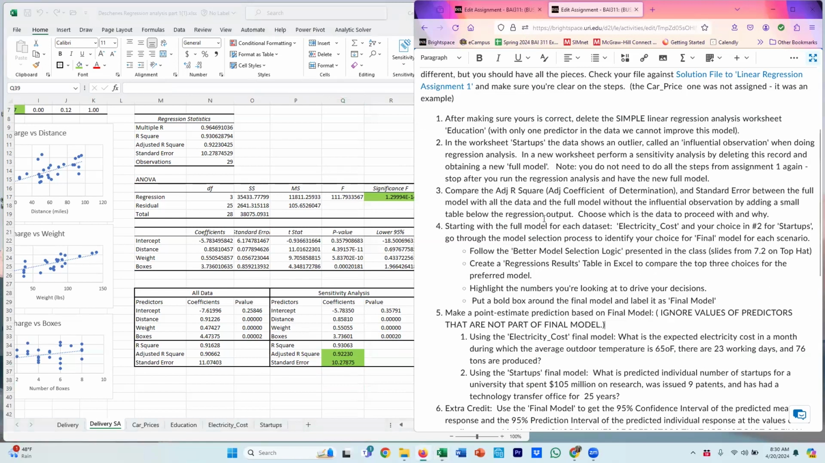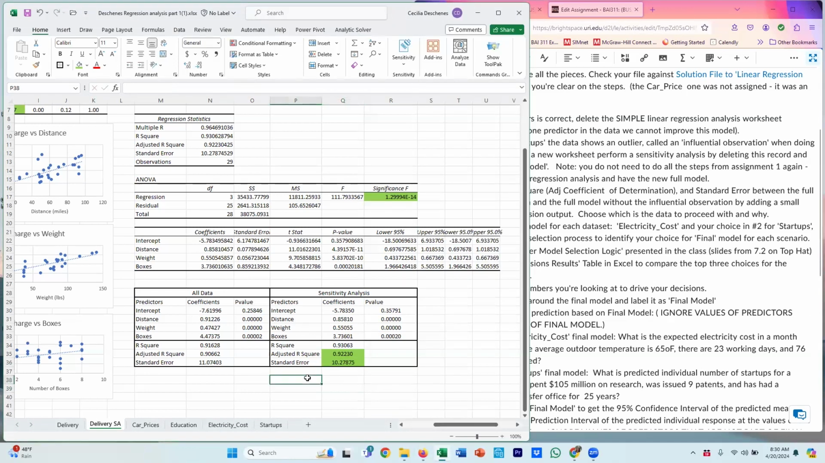So let's go in here. Choose which is the data to proceed with and why. Okay, so we're going to proceed with the data without the influential observation.